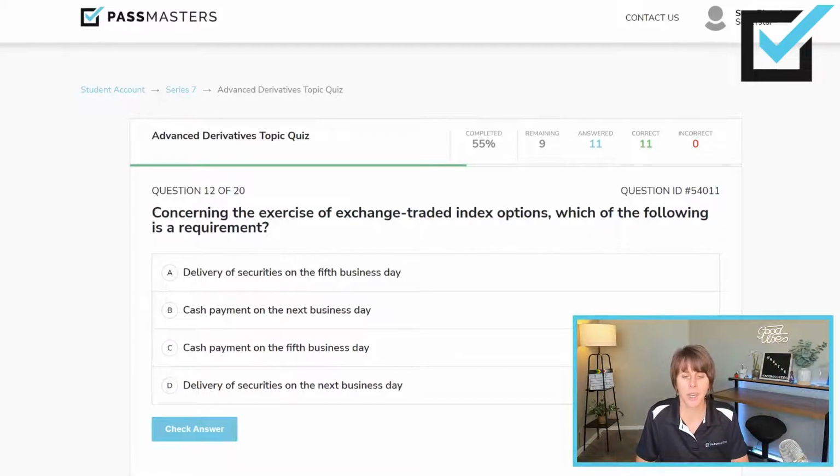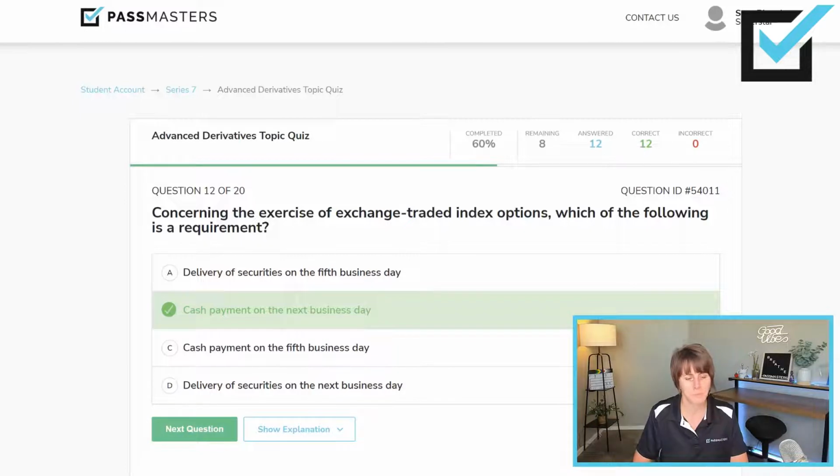Concerning the exercise of exchange-traded index options, which of the following is a requirement? So index options, delivery of securities on the 5th business day. Can anybody deliver an index? No, index options settle in cash. Cash payment on the next business day. I like that. Cash payment on the 5th business day. Delivery of securities on the next business day. It is cash payment on the next business day.